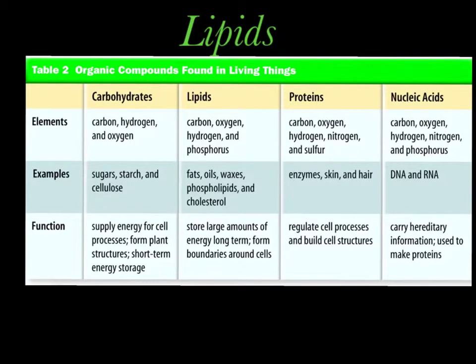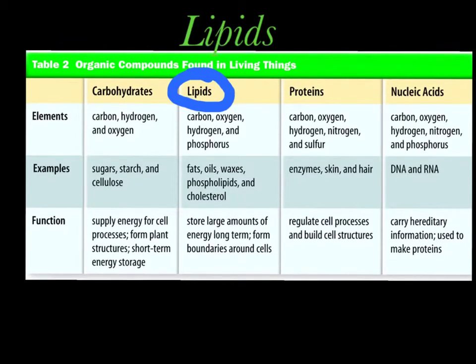Another organic compound is lipids. Some elements in lipids are carbon, oxygen, hydrogen, and phosphorus. Some examples of lipids are fats, oils, waxes, and others are in the picture. The lipids' function is to store large amounts of energy and form boundaries around cells.